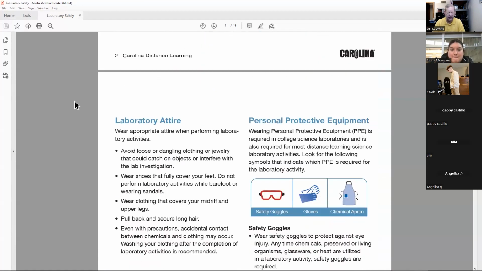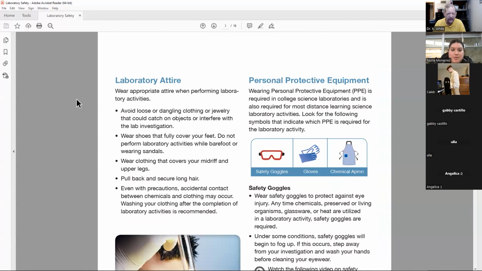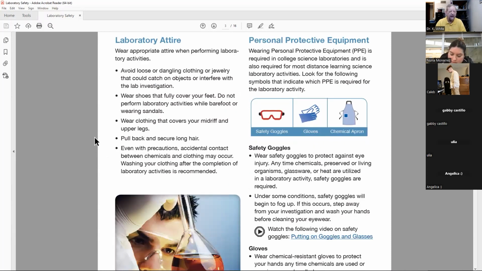Now, the first thing is when you're doing this lab, you should be properly dressed. And if we were face to face, I'd go over the same thing if we were in a lab. Don't wear any dangling jewelry or anything like that that can knock things over. Wear shoes that cover your feet. Don't do it barefoot or wearing sandals. This is an important thing. Your clothes should cover your body. And if you have long hair, have it tied back.